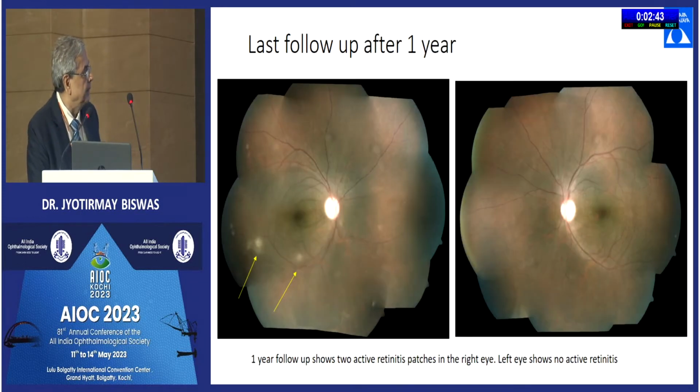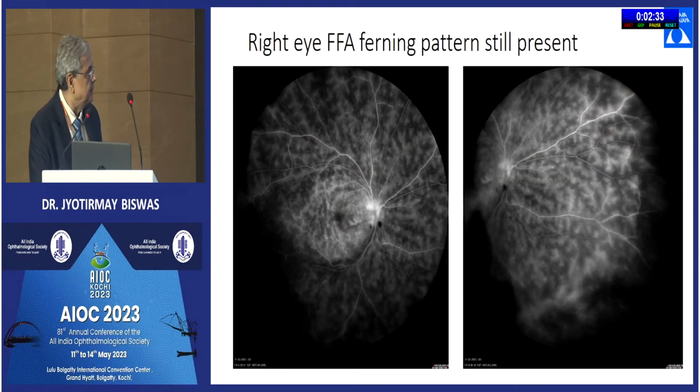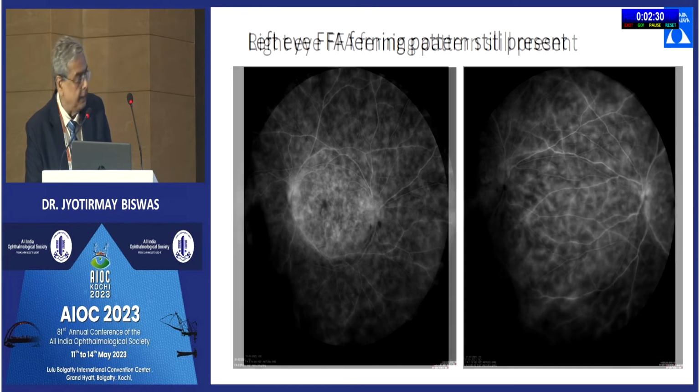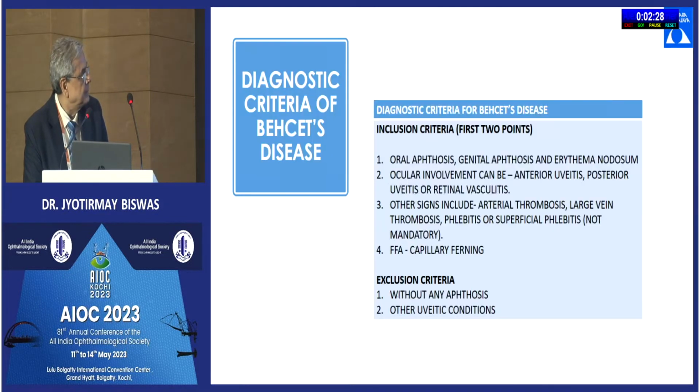When he came back, vitritis was not much there, but retinitis was again seen. He was again put on biologic agents, and this is the capillary ferning on fluorescein angiogram. When you diagnose Behçet's disease, you need at least 2 criteria among oral aphthous ulcers, genital aphthous ulcers, erythema nodosum, and ocular involvement: anterior uveitis, posterior uveitis, and retinal vasculitis. Other signs can be arterial thrombosis, large vein thrombosis, and phlebitis. FFA should show capillary ferning.